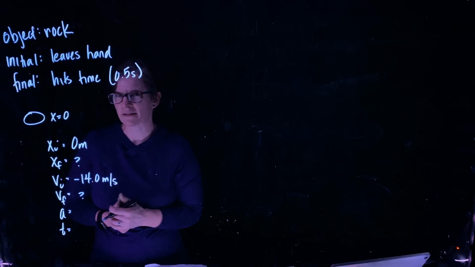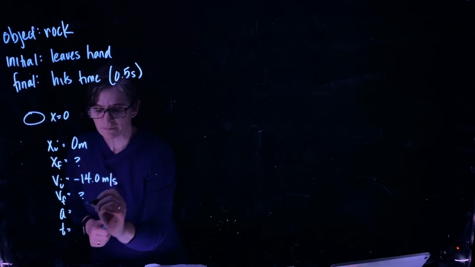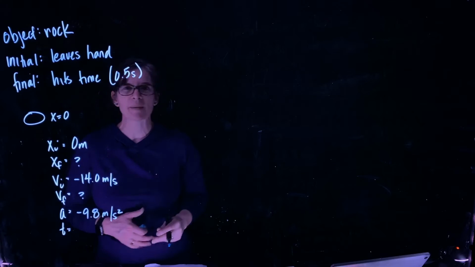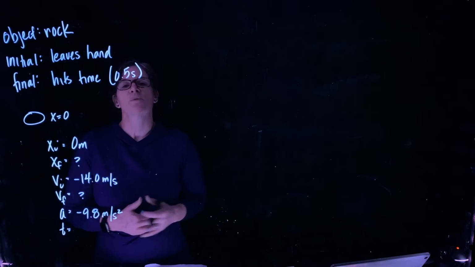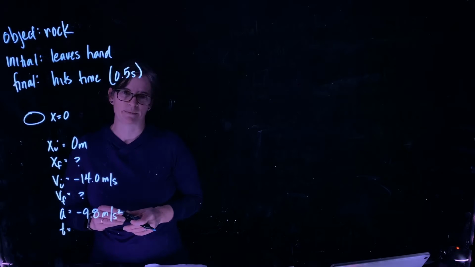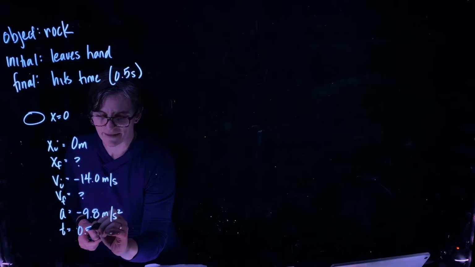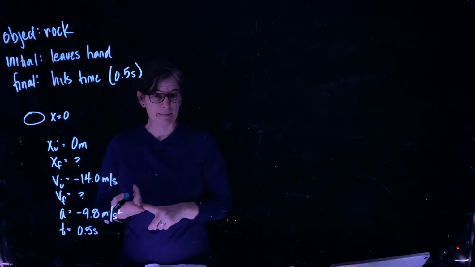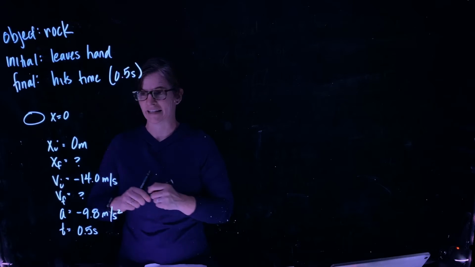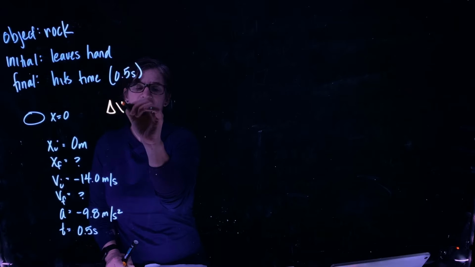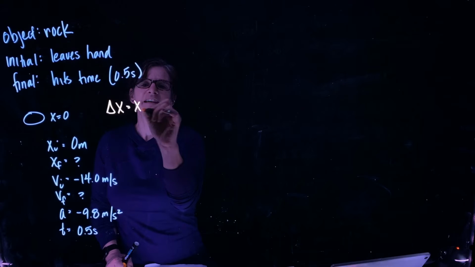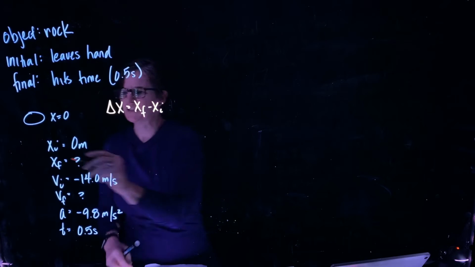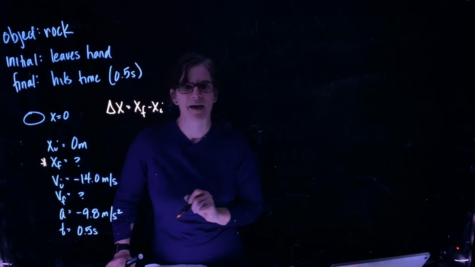I don't know how fast it's going after the half a second, but I do know the acceleration. We're in a free fall situation. Once it leaves my hand, only gravity's acting. So we know that acceleration is negative 9.8 meters per second squared. And of course, the time in this example is a half a second. So the problem asks for the displacement and the velocity after a half a second. Well, we want to remember that the displacement is x final minus x initial. So if I need the displacement, I need to know x final. So we'll start with that one.